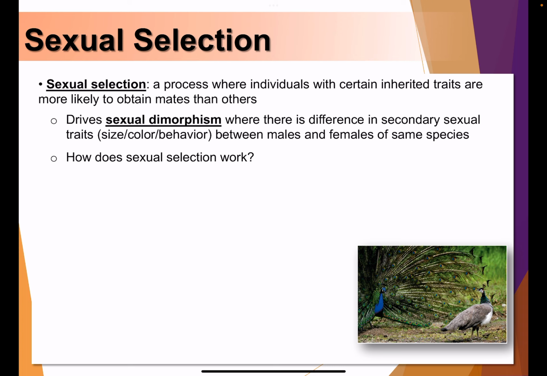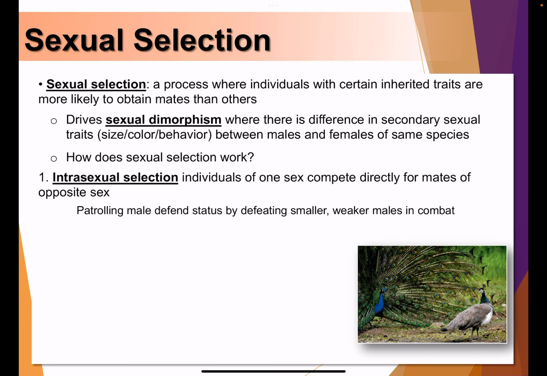So how does sexual selection work? There are two ways. One is called intrasexual selection, which means individuals of one sex compete directly for mates of the opposite sex. So for example, you have a patrolling male that defends its status by defeating smaller, weaker males in combat. That is typical in gorilla packs, where there is one patrolling male in the pack, and they would defeat smaller, weaker ones, to defend their status and make sure they're always the lead male in that particular group.